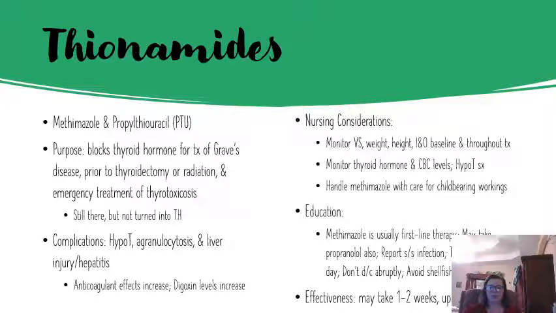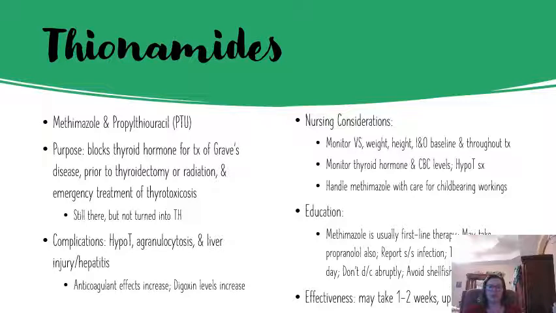Agranulocytosis, so we're going to look for signs of infection. Their white blood cells are going to drop, so monitor things like that. And liver injury and hepatitis with these medicines. These can injure your liver. Now, clients that are taking anticoagulants, again, their effects are increased, so look for signs and symptoms of bleeding. Also, digoxin levels can increase, so we need to monitor digoxin levels if they are taking digoxin at the same time as, say, PTU. Okay.